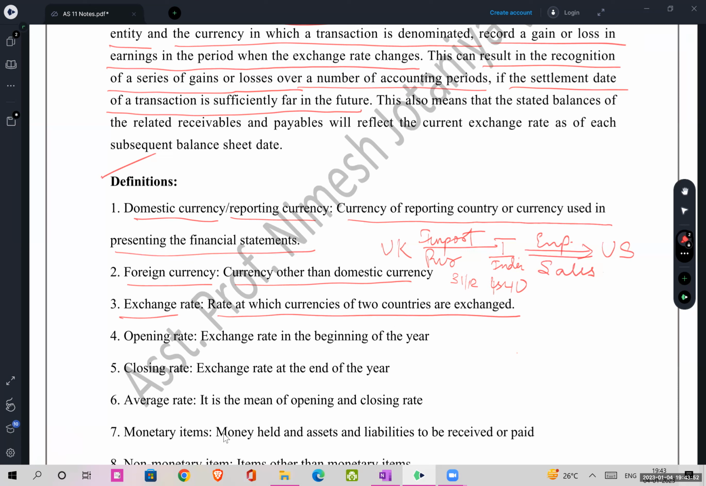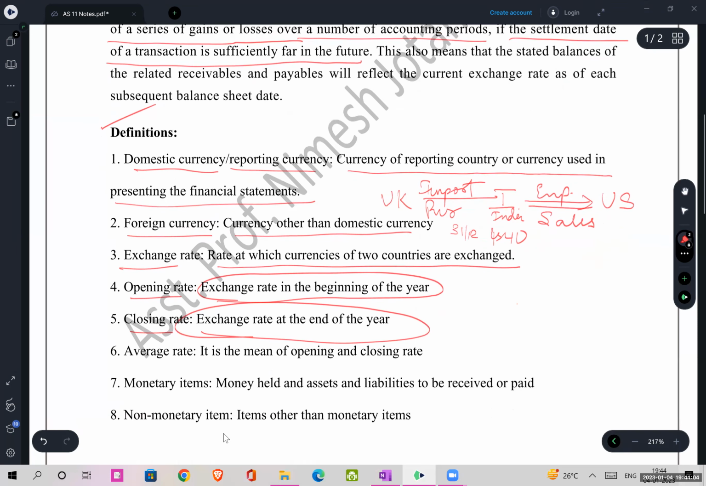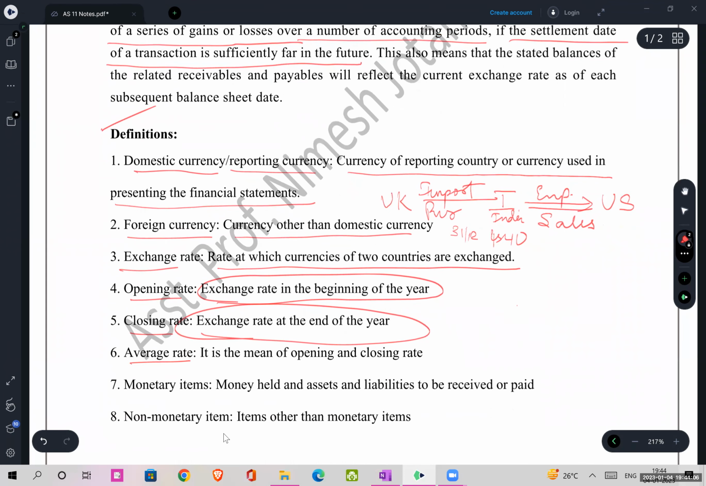As I explained, then there are the opening rate and the closing rate. The exchange rate at the beginning of the year is called the opening rate, and the exchange rate at the end of the year is called the closing rate. An average rate will be opening rate plus closing rate divided by 2. That's the average. Monetary items are money held and assets and liabilities to be received or paid, and non-monetary items are items other than the monetary items.